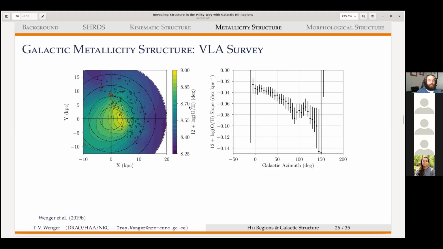Here on the right is a way to quantify those azimuthal structures. This is showing the slope of the metallicity gradient, the slope of the oxygen abundance gradient, as a function of galactic azimuth. So 0 degrees here is going from the galactic center towards the sun. You can see we have a fairly shallow gradient in that direction. Then as you move to higher azimuths, for example, at 90 degrees azimuth, which is going from the galactic center to the right in this plot, you have a very steep negative gradient. So there's statistically significant azimuthal structure here that's worrisome for our understanding of galactic chemical evolution.